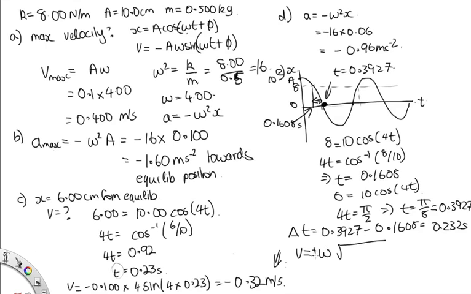root, well, if there's a plus or minus, (A squared minus x squared). Okay, so we've got plus or minus omega, which was 4. The amplitude was 0.100 squared. We were told that x, it was 6 centimeters from the equilibrium, so that's 0.06 squared. Solving this on the calculator, we end up with plus or minus 0.32 meters per second, which is what we got here. So that's a faster way of doing it.